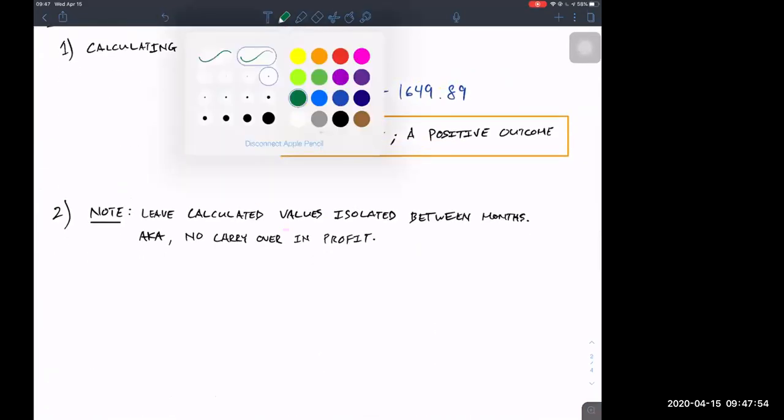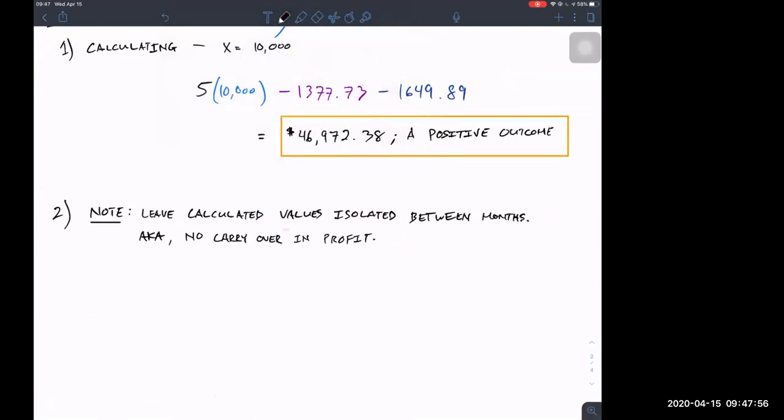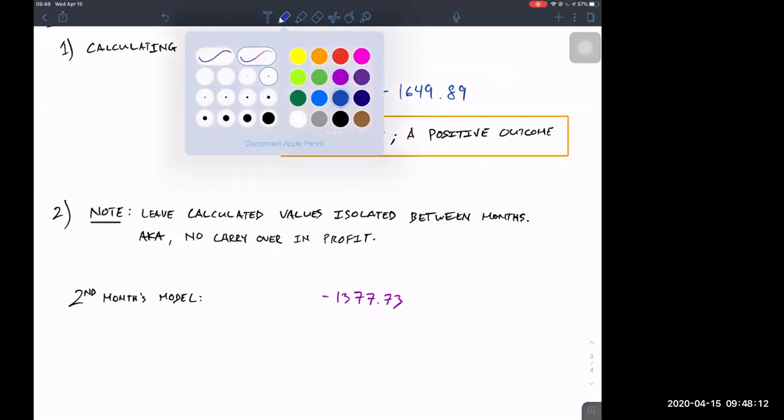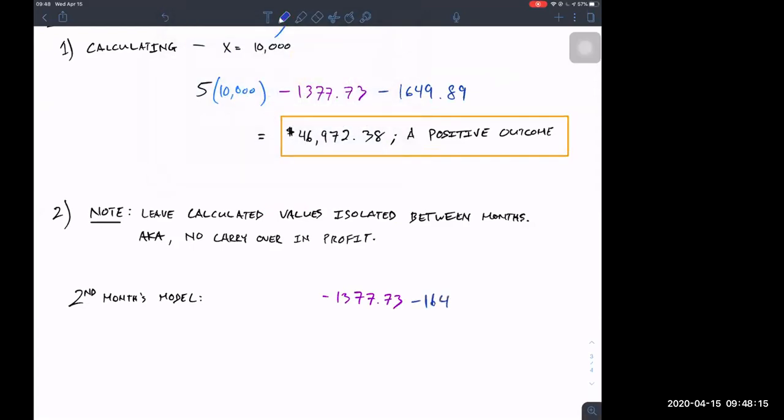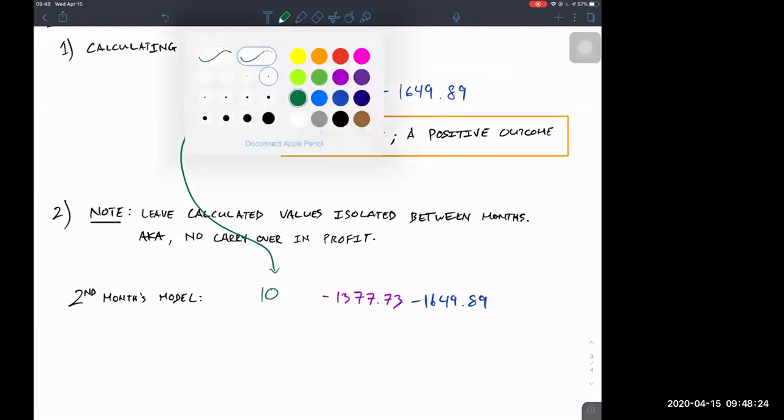So you write down second month's model. You know your expenses are the same. Minus 1,377.73, minus 1,649.89. But now, instead of moving from 5, we were told that it moves to 10. So I'm going to change that for green now. And then that's the model that I'm looking for.